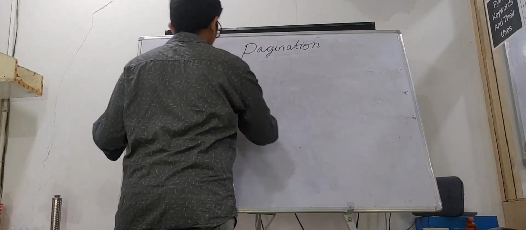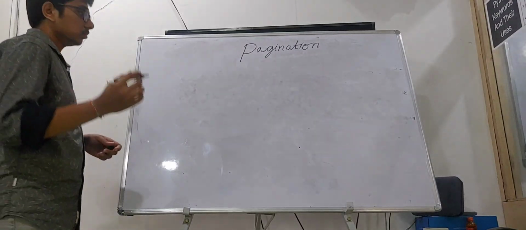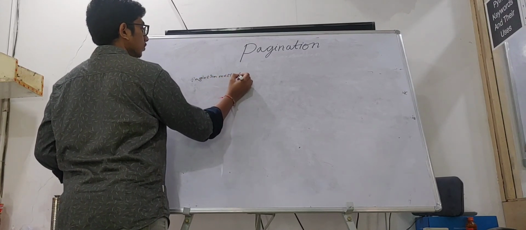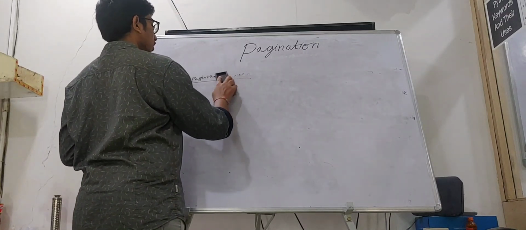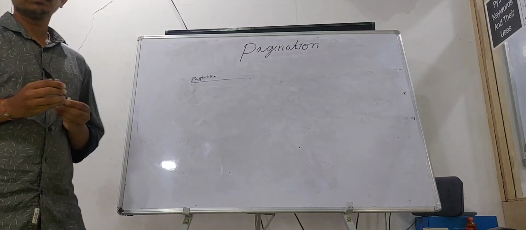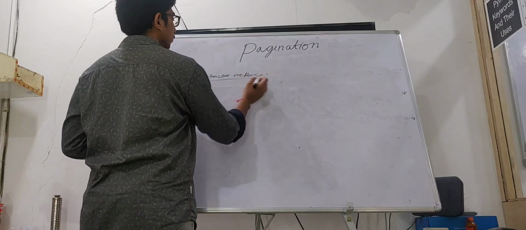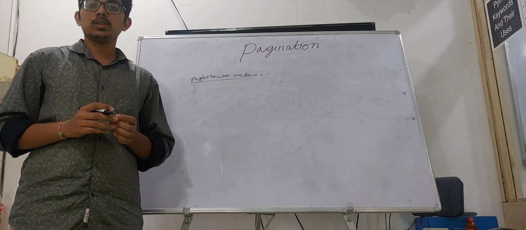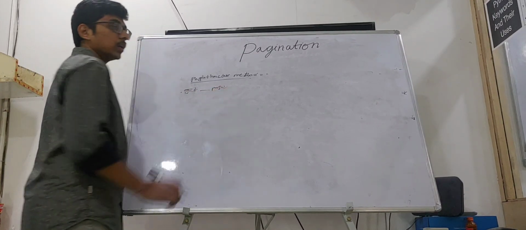Next, we will go for pagination class methods. In pagination class methods, there are 3 types. First is get page. Get page, we will get the page.